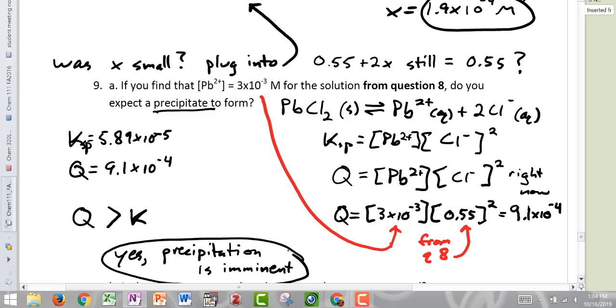I'm trying to think if there's any other ways I could ask this. Is there any other way I could ask you, will there be a precipitate? Will a precipitate form? Q versus K is very common. You remember the vocab associated with this? If the solution has exactly the right amount dissolved, it's called saturated. The solution has it up to here, and will take no more. If it has too much, do you remember what that's called? Supersaturated. Supersaturated means it will precipitate until it's saturated. If it's undersaturated, more could dissolve.